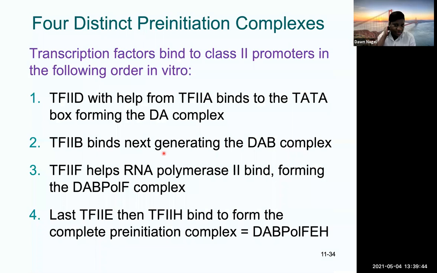Based on these types of experiments, they were able to conclude that the transcription factors bind to the promoter in the following order. TFIID, with the help of A, binds to the TATA box, and they form that DA complex, the first complex you saw. TFIIB then binds, generating this DAB complex. TFIIF helps RNA polymerase bind, and then you form this other complex. Last, you have E and H, which bind to form a complete pre-initiation complex. We'll talk about why E and H are important a little bit later.